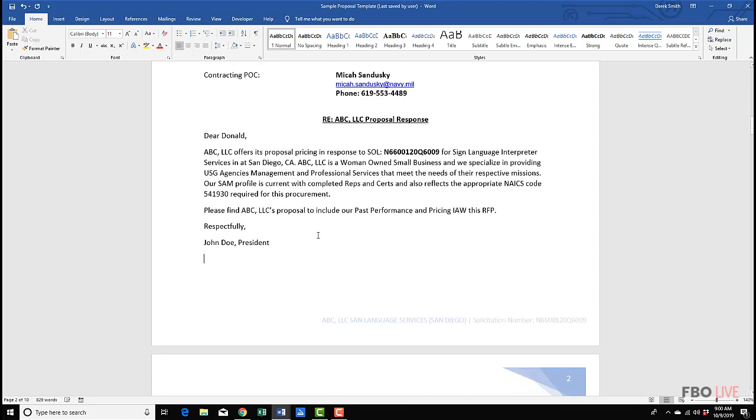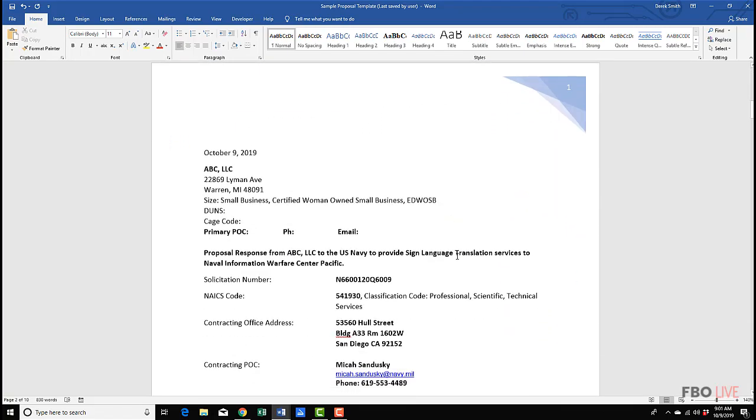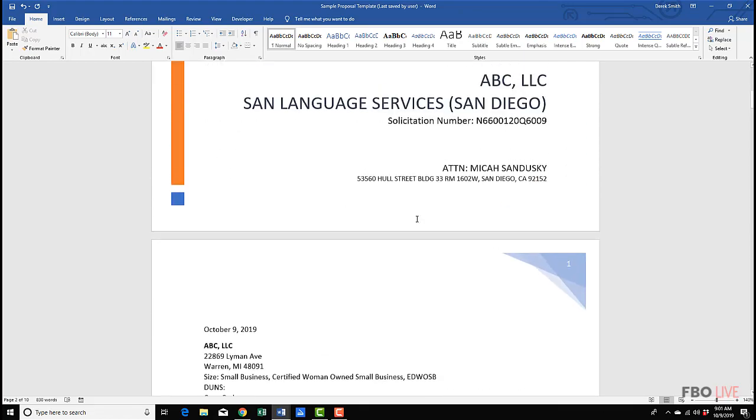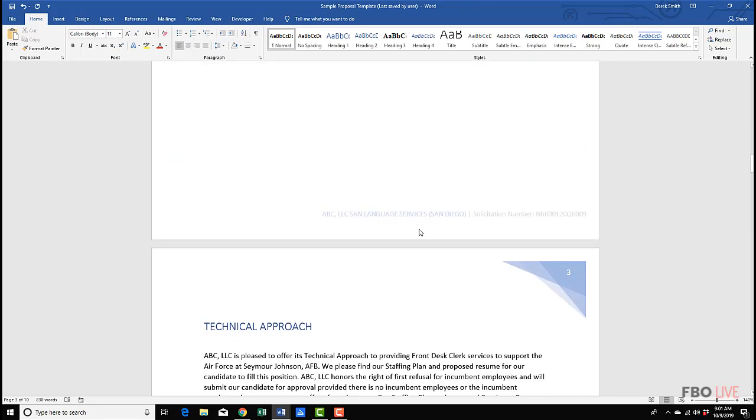So now the very last sentence of this, please find our proposal to include past performance and pricing in accordance with this RFP. We're going to take past performance out. Please find our proposal to include our, we're going to say staffing plan and pricing proposal, because those are the two areas of focus. And then respectfully, your name. So, I mean, look at that. It probably took 5 minutes, and we've filled out the first 2 pages. Table of contents, this is clickable, and we'll update this last.